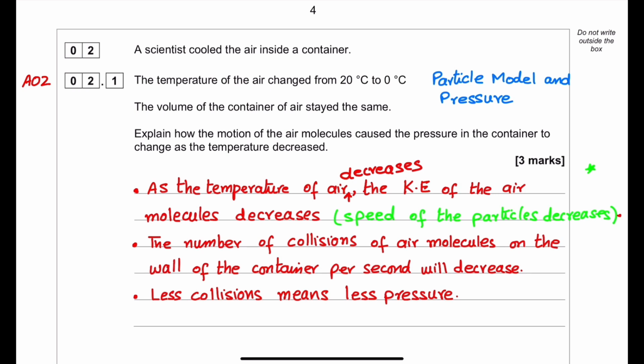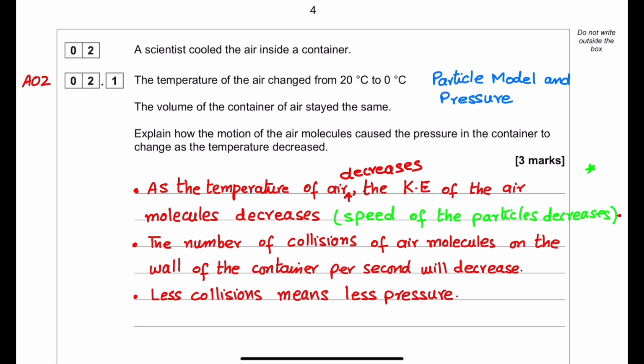The model answer is: as the temperature of air decreases, the kinetic energy of the air molecules decreases, because temperature is proportional to the kinetic energy of the particles. It means the speed of the particles reduces. If the speed of the particles decreases, it means the particles have fewer collisions with each other and on the wall of the container. Therefore, there will be less pressure.